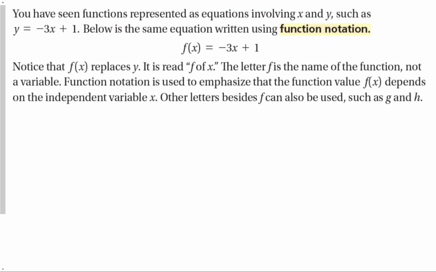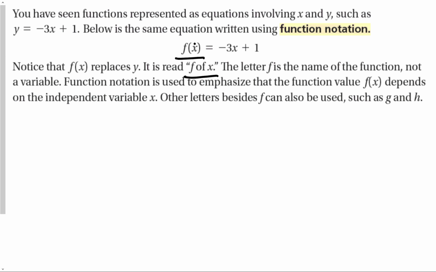So we've seen functions represented as equations involving x and y, such as y is equal to -3x plus 1. Below is the same equation written using function notation. And we have this symbol to represent y. Okay, this is called f of x. We read this as f of x, the function f evaluated at x.